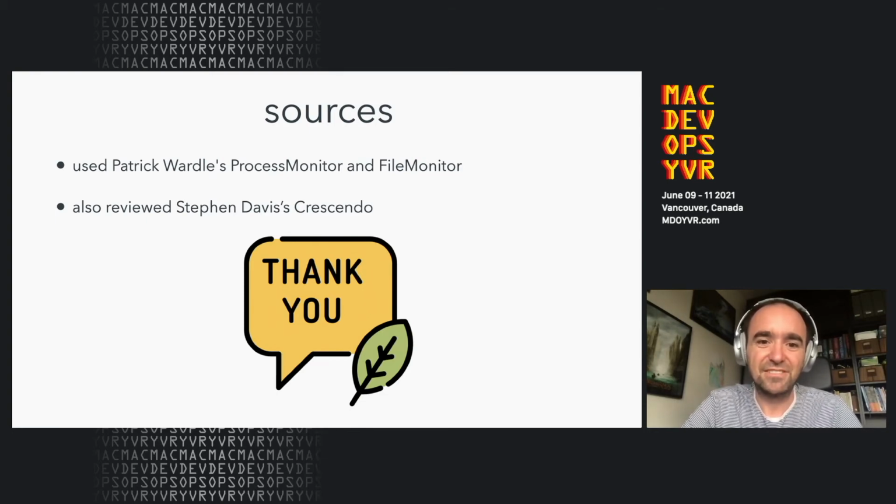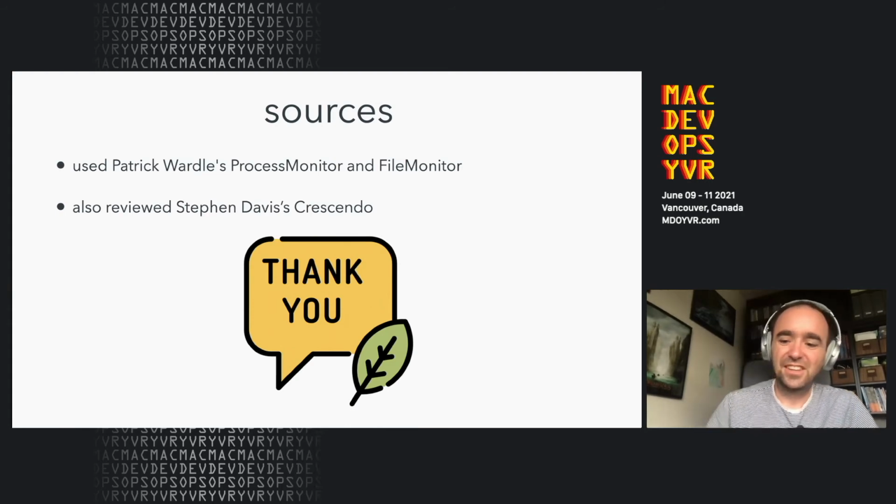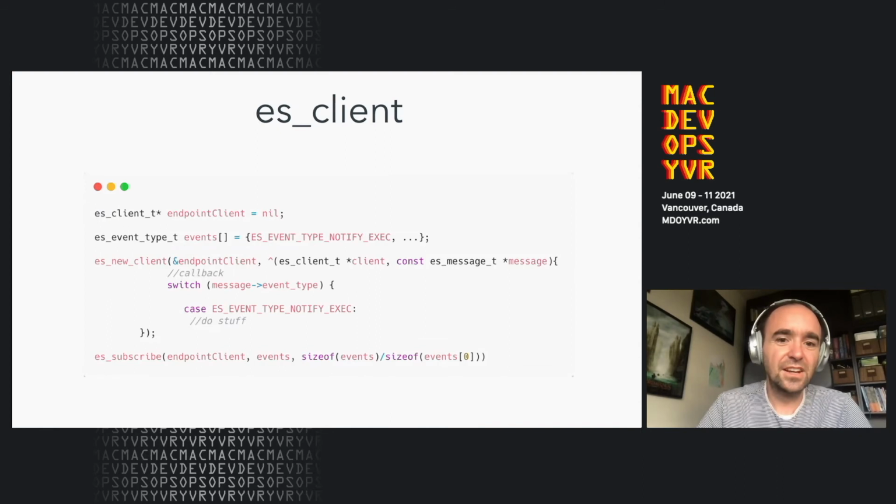And I also used Stephen Davis' Crescendo application, which is also open source, and it's written in Swift. So just quickly, how do we write an endpoint security client which goes into the system extension? It's not a difficult process. I think it's fairly easy.